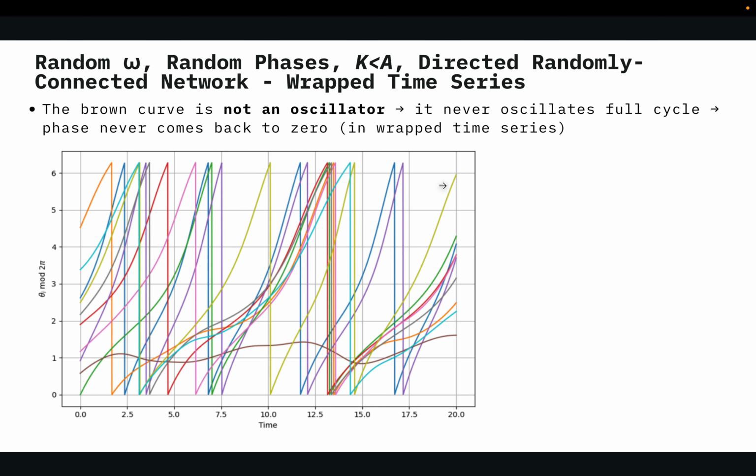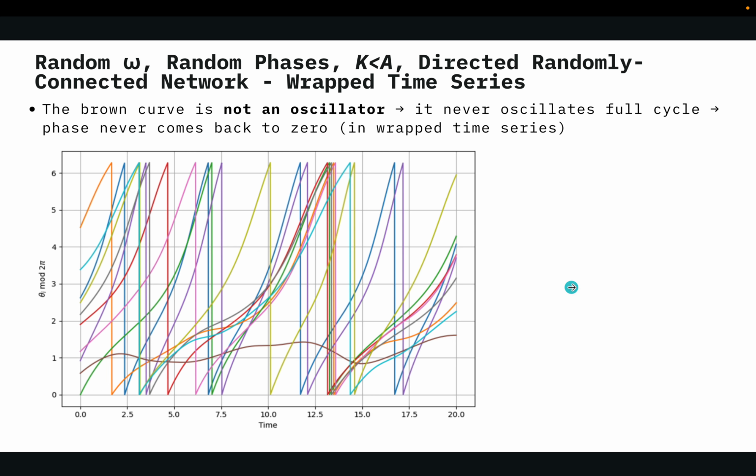Okay, now we have random omega, random phase, and this time k is less than a. That means the damping is more. If I remember correctly, for this simulation k was not significantly less than a, but slightly less than a. It's almost like in the critical region. K is the network strength, remember, and that is less than the damping strength.